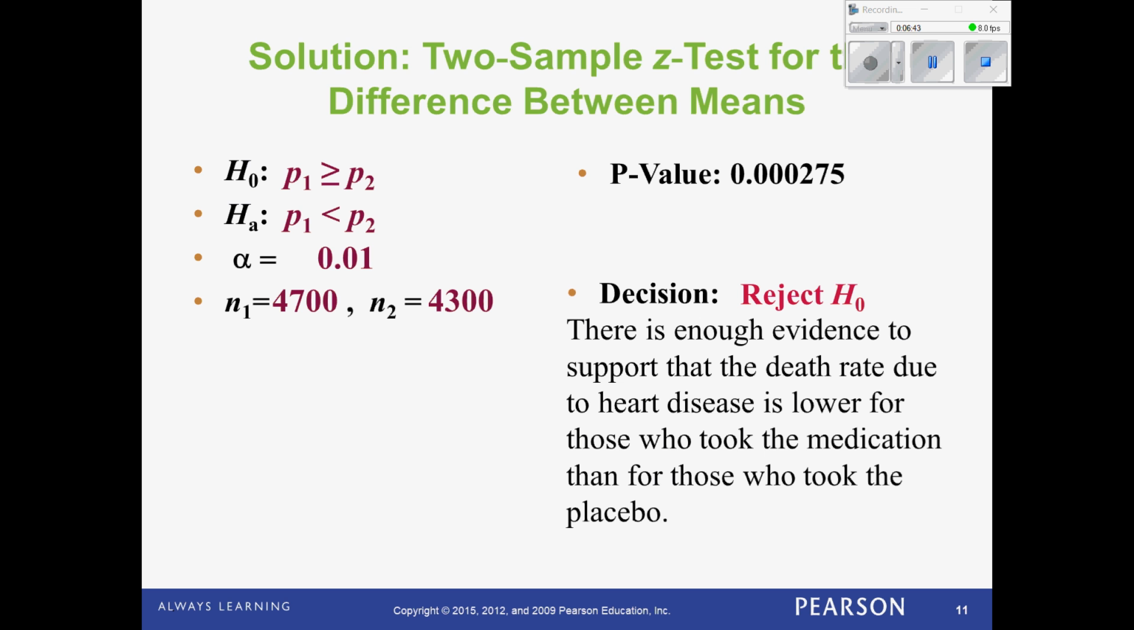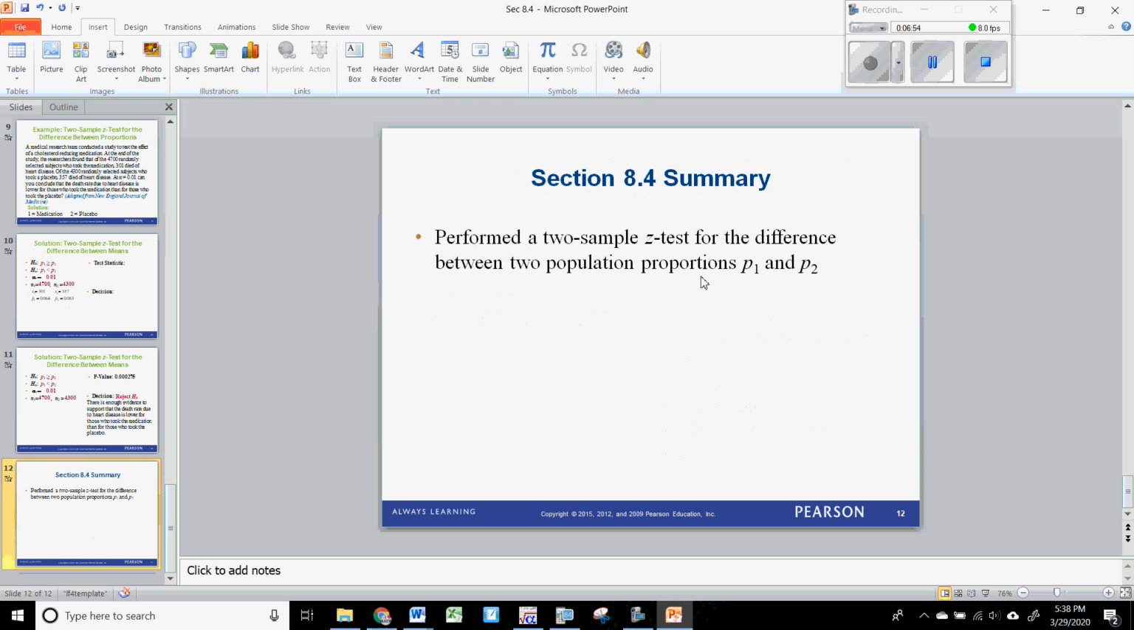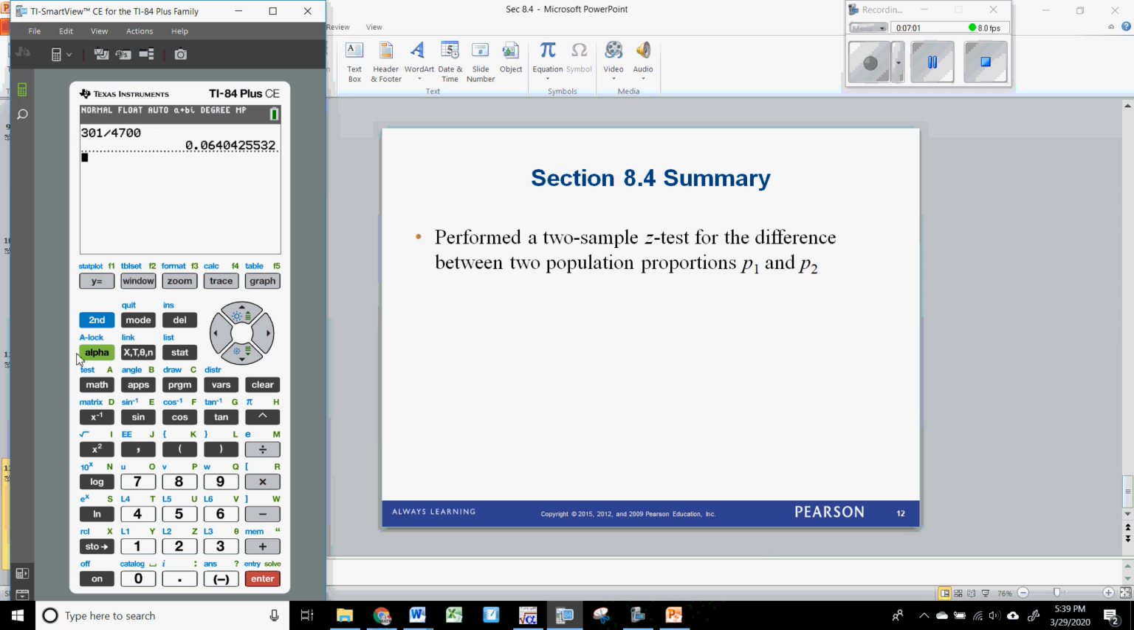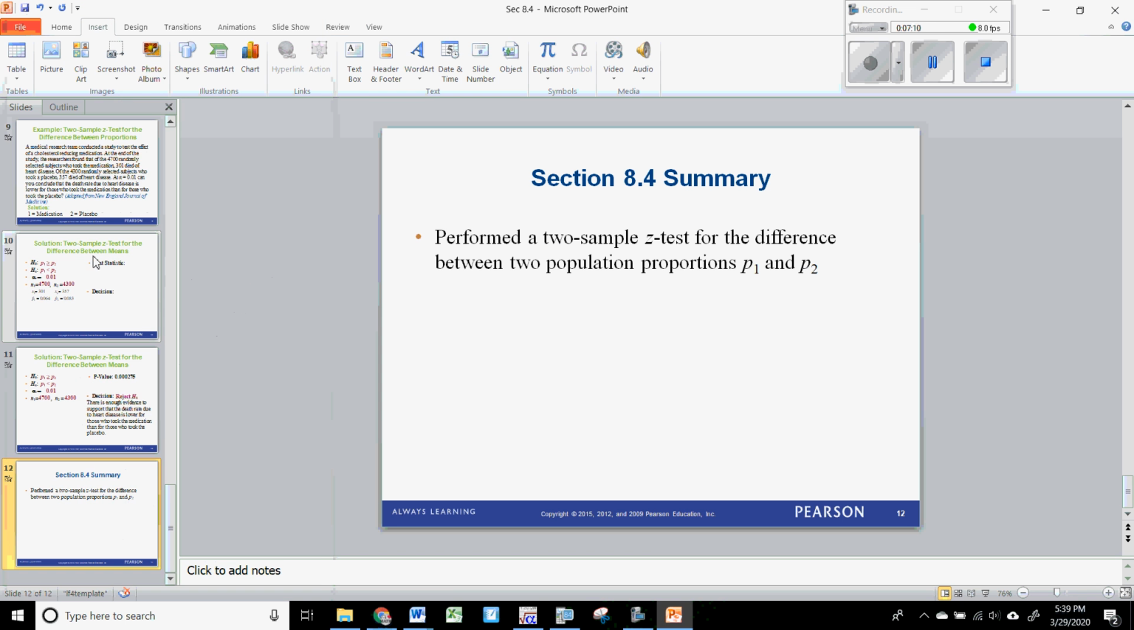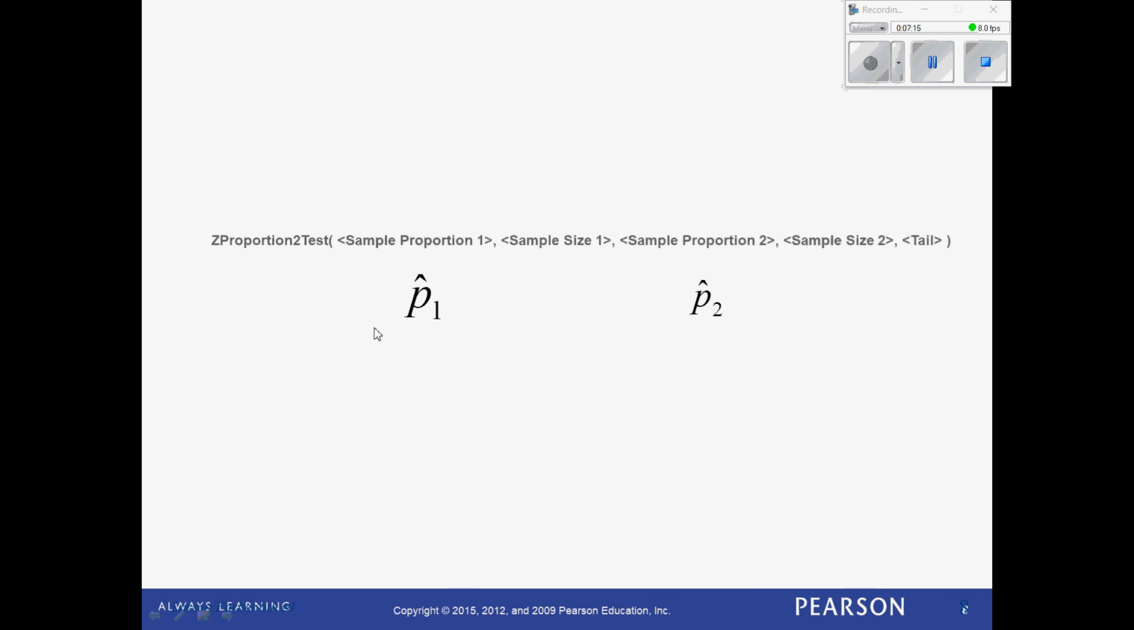So in this section, we're finding the difference between two proportions, and we're doing our two sample Z test for a proportion. On your calculator, you're using the two sample number 6, two proportion Z test. For those of you that are using GeoGebra, here is yours. It's a two proportion Z test. And remember, you need to use the p hat.